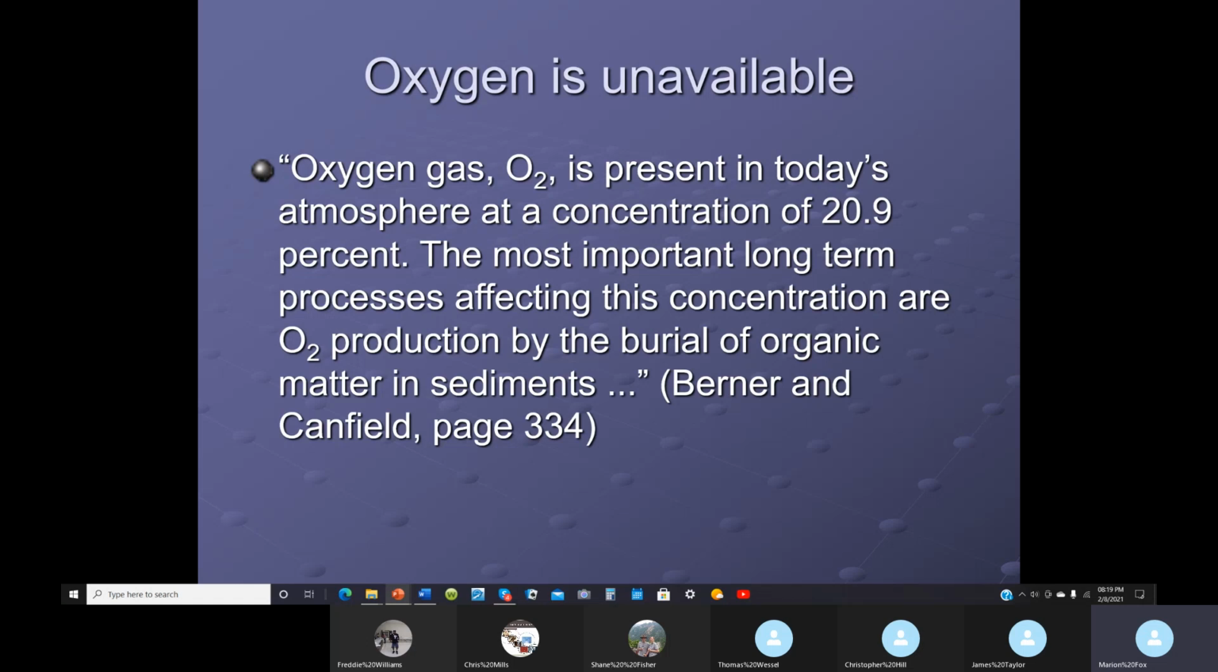Oxygen gas, Berner and Canfield tell us, O2 is present in today's atmosphere at a concentration of 20.9%. I call it roughly 21%. The most important long-term process affecting concentration is O2 production by the burial of organic matter in sediments. So he's telling us the most important process that affected how much oxygen we have in the atmosphere is the burial of organic matter. That's what Canfield claimed. All that organic matter changed it, because these fellows say it was 35% in the past, but a bunch of organic matter got buried and we lost it from our atmosphere, and it doesn't have as much oxygen as it did. That's what they're claiming.